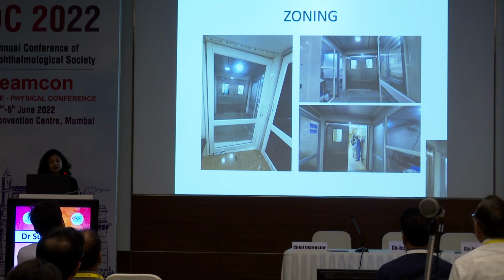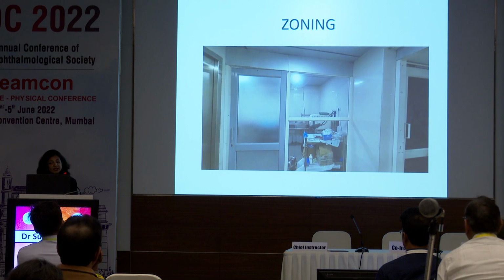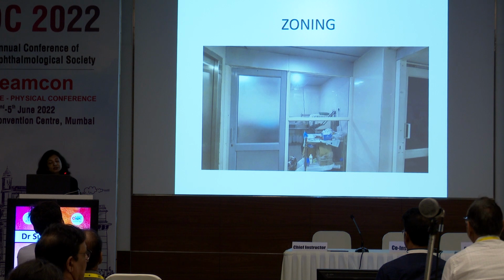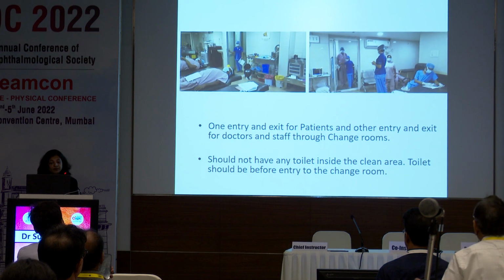It is not mandatory to use stainless steel barriers, and it can be easily done by just employing aluminium panels. And there is no hard and fast rule as to the division of space among different zones. It can be done based on the availability of the space. Better to have separate entry and exit points, one for the patients and other for the doctors and staff. Clean areas should not have any toilets. Toilets should always be before entry to the changing room.